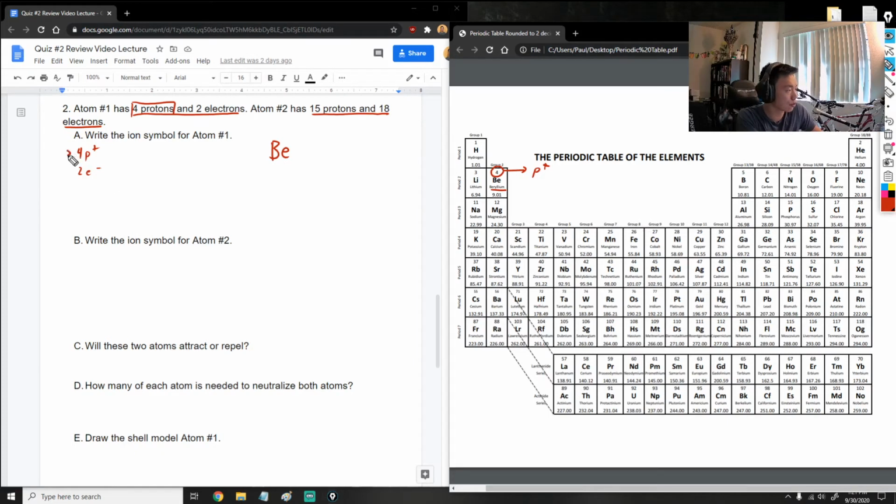Okay, so atom number 1 is beryllium. But if you notice, the protons and the electrons are not the same, so that means we need to find the charge. And we know that the charge is equal to the protons minus the electrons. So we just plug and chug into this equation. 4 minus 2 is going to give us positive 2. Okay, so that means that this ion is Be2+, beryllium 2+.